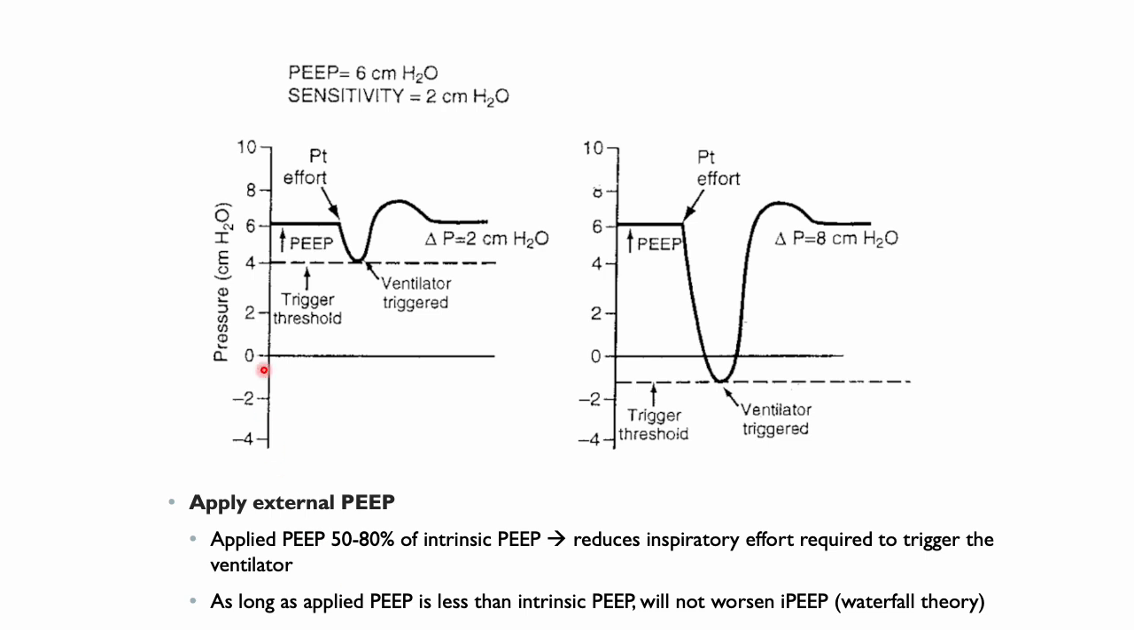If we look at the left panel, we see the external PEEP is set at 6 and the trigger threshold is set at 2 below that level, which is 4. And the patient only needs to generate a pressure of 2 to actually trigger the machine. In contrast, if there was no external PEEP being applied, a patient with a similar trigger threshold of 2 below that level will have to generate a pressure difference of 8 to actually trigger the ventilator.